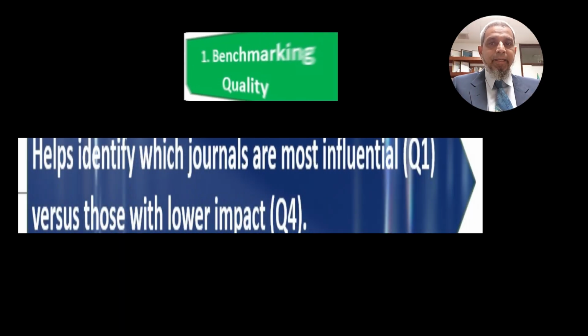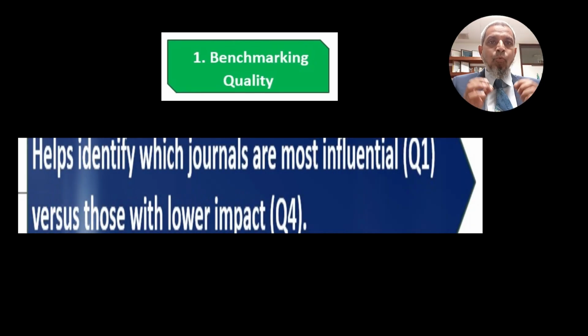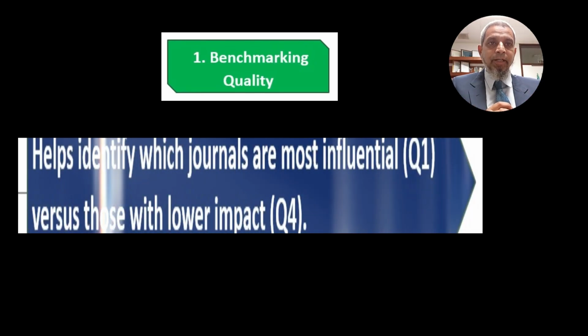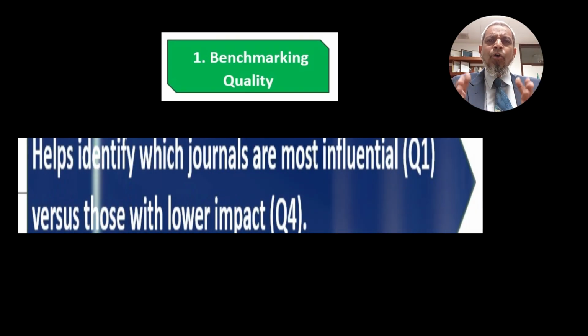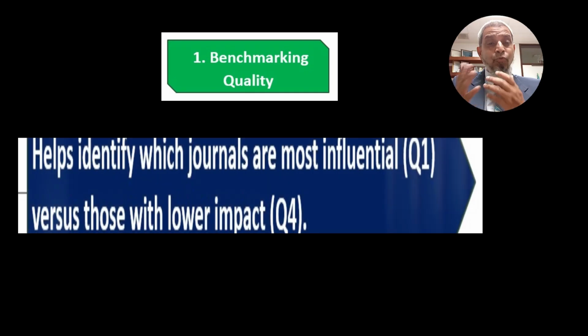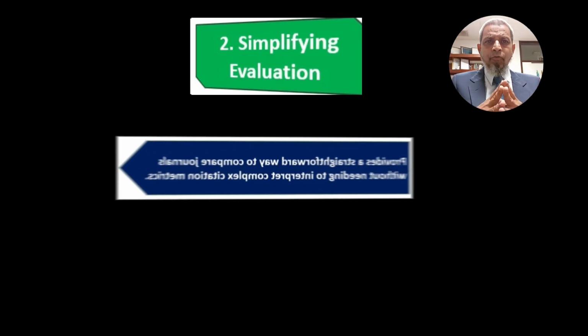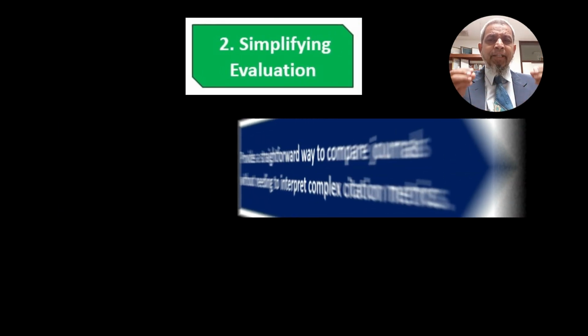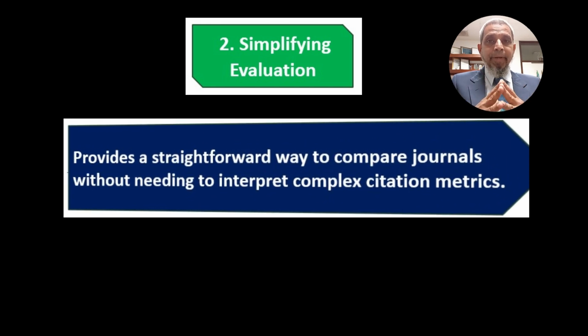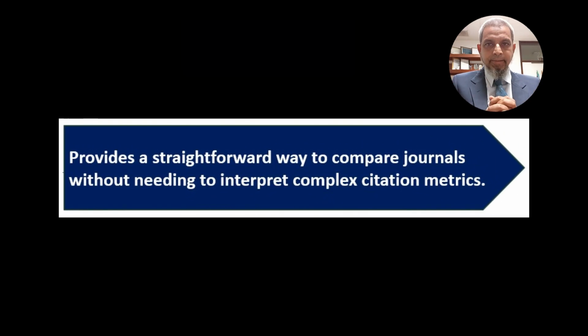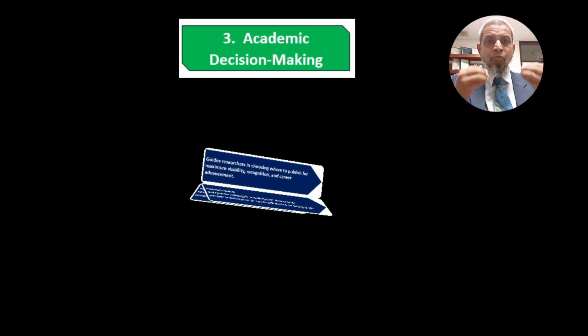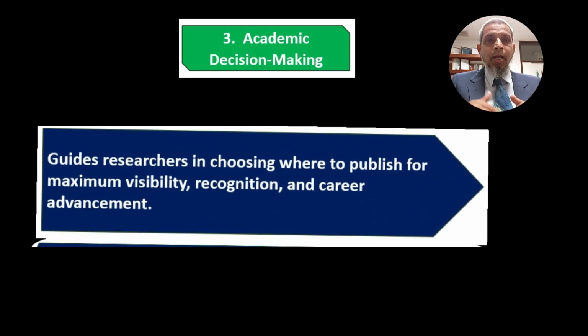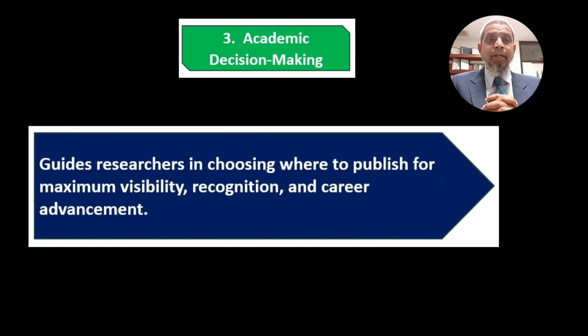Number 1, benchmarking quality helps identify which journals are most influential, Q1, versus those with the lowest impact factor in Q4. Number 2, simplifying evaluation. It provides a straightforward way to compare journals without needing to interpret complex citation metrics. Number 3, academic decision making guides researchers in choosing where to publish for maximum visibility, recognition, and career advancement.